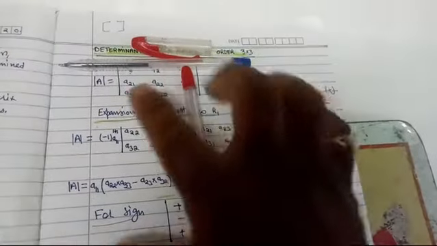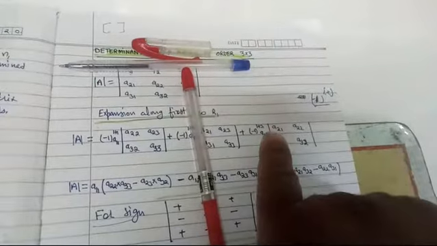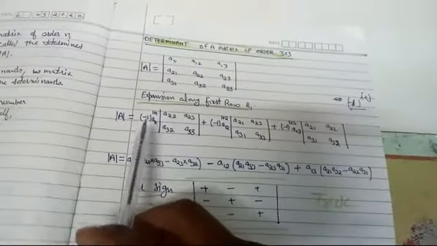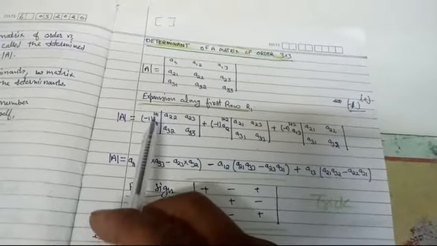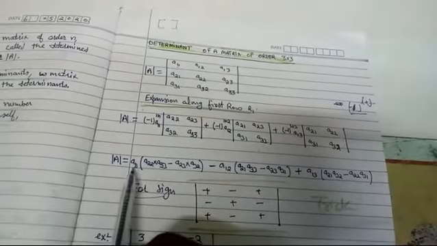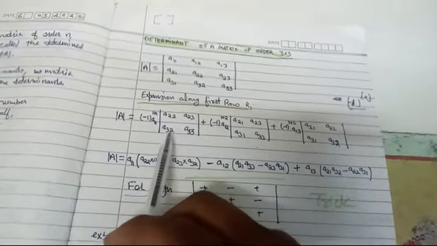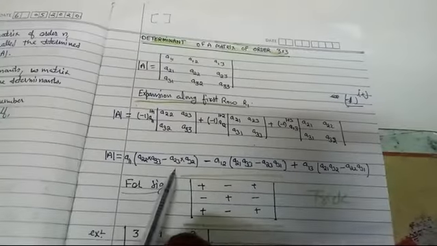Okay, so here what element is left? a2 1, a2 2, a3 1, a3 3. So in this way we can find the determinant of a matrix. Now see here, minus 1 raised to power 1 plus 1, 2 means positive, so it becomes a1 1. Then again multiplication of these elements minus multiplication of these elements, so we got this.